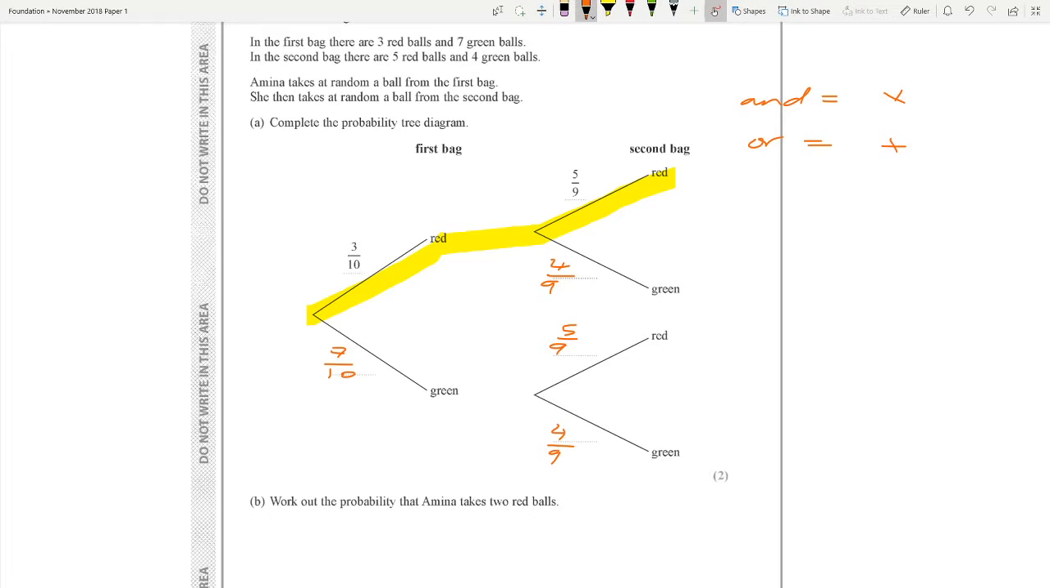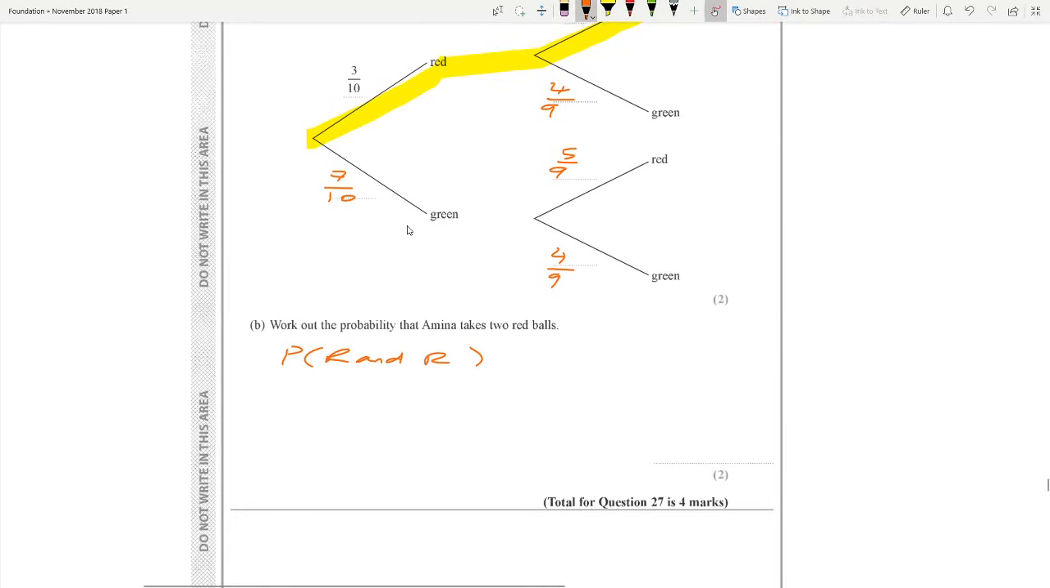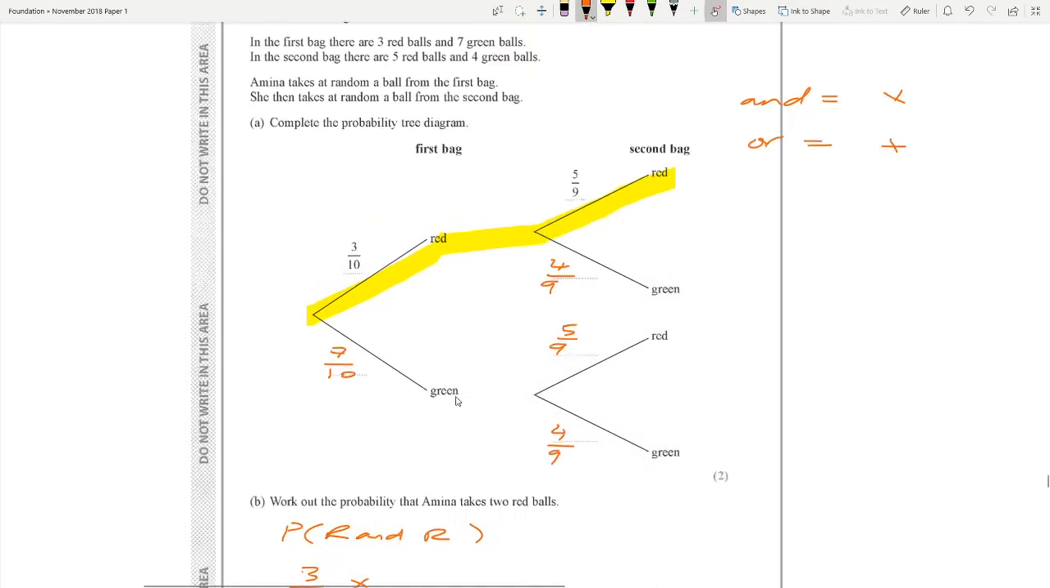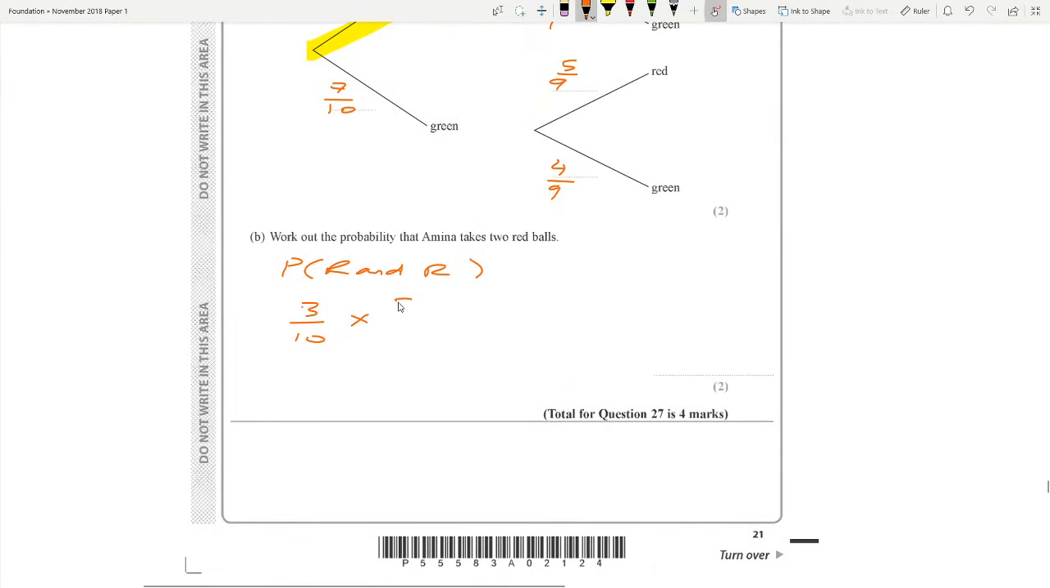Okay, so looking over here, the probability of getting a red and a red, you have to multiply the 2 probabilities. So you have 3 tenths times 5 ninths. Just multiplying the 2 fractions, you get 15 over 90. Okay, 15 over 90, and that's your answer. Altogether 4 marks.